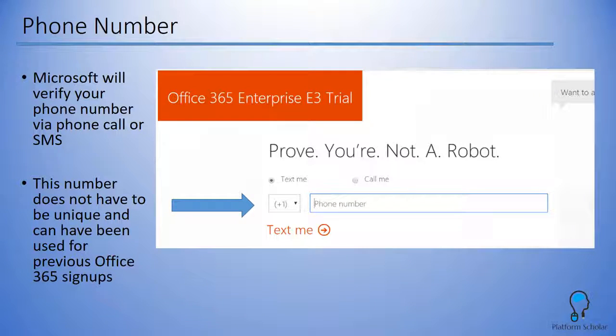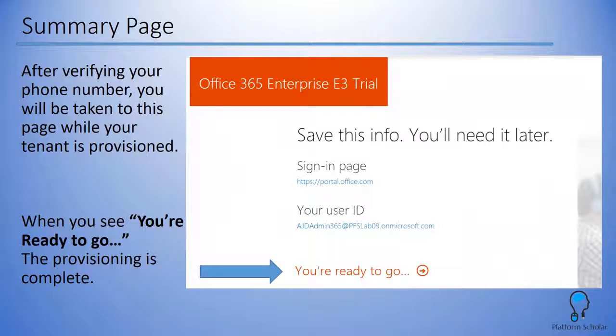Next, we'll enter our phone number for verification that we're not a robot. It will send us a text with a code, and we'll type the code in here. This number is not saved anywhere, and it can be duplicated for multiple tenant setups. Finally, we'll have the summary page where we can review our information and write it down.